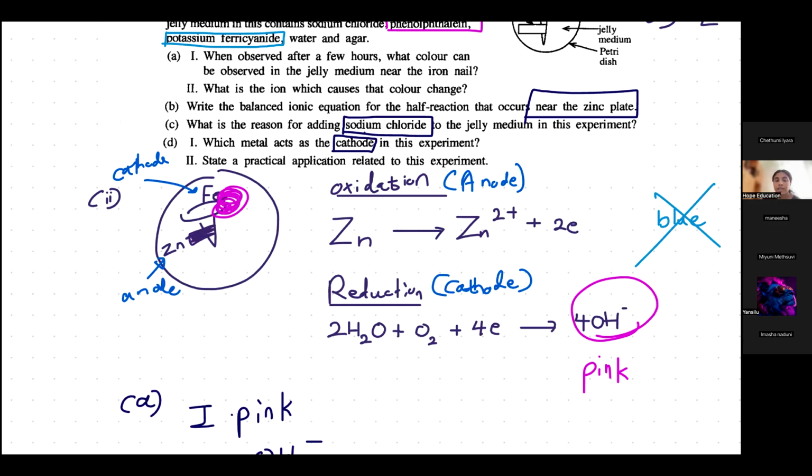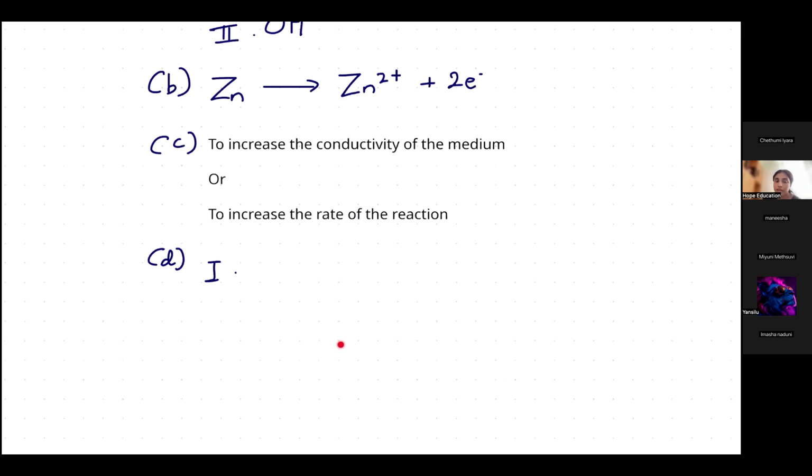Okay? So the cathode is iron. The iron nail. Iron is not in the reduction reaction, but the cathode is the iron nail.